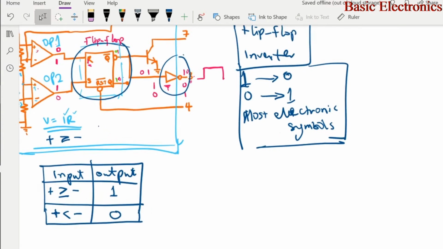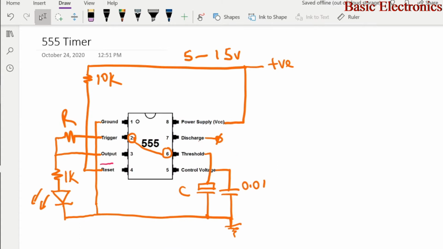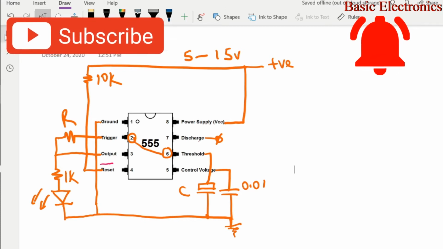Now, I hope it's not too small for you. Out of the 555 timer, pin 1 is ground, 2 is trigger, 3 is the output, 4 is reset, 5 is voltage control or control voltage, 6 is the threshold, 7 is discharge, and 8 is the power supply voltage.